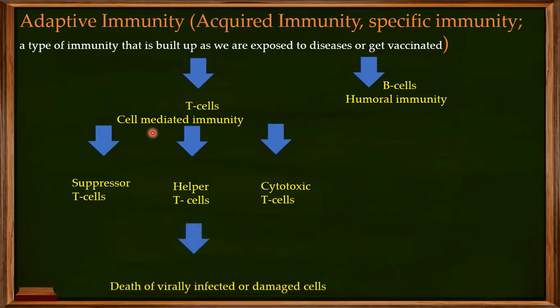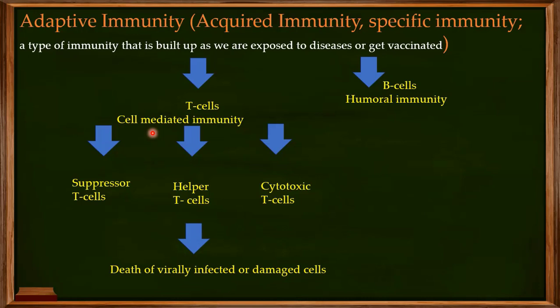And the end result of the T cells, of cell-mediated immunity, is that if there is a virally infected or a damaged cell, these T cells help in the clearance of those particular cells from the body.